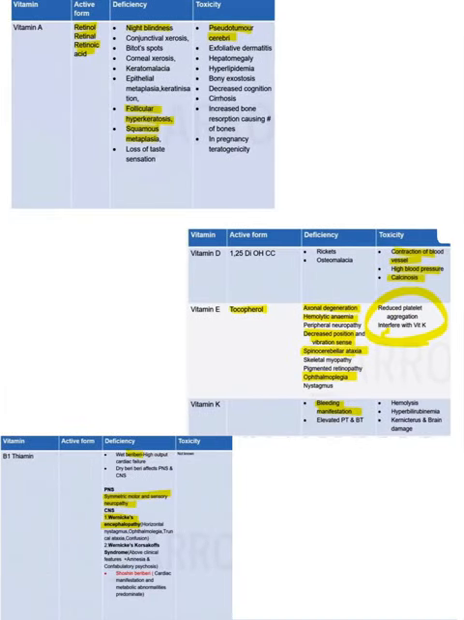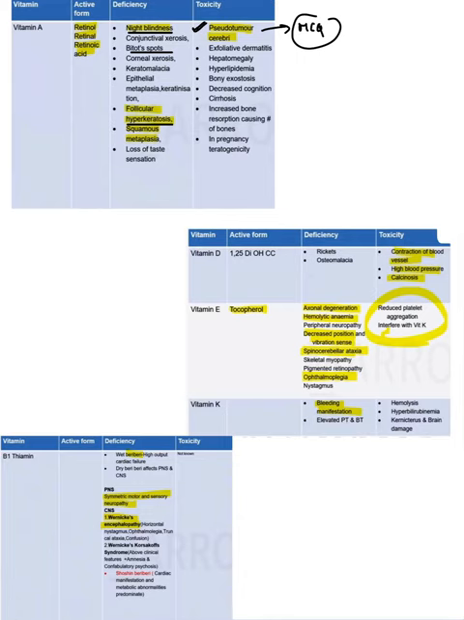See, so this is basically what we have talked about. Just see what are the things, mark. A, retinal, retinoic acid, three forms, it can cause night blindness, Bitot's spots, follicular hyperkeratosis, and excess can cause pseudotumor cerebri, so remember for MCQ.